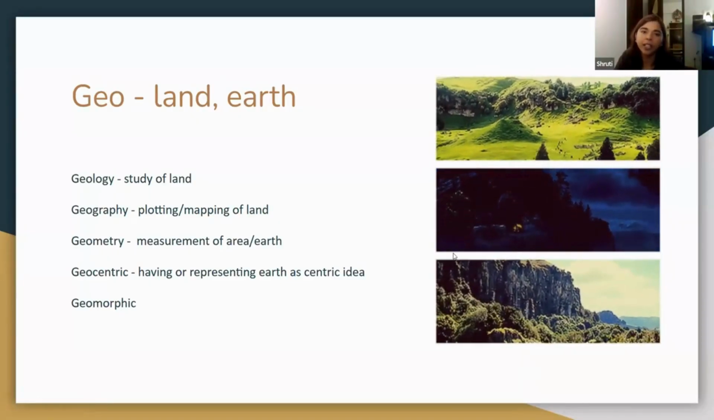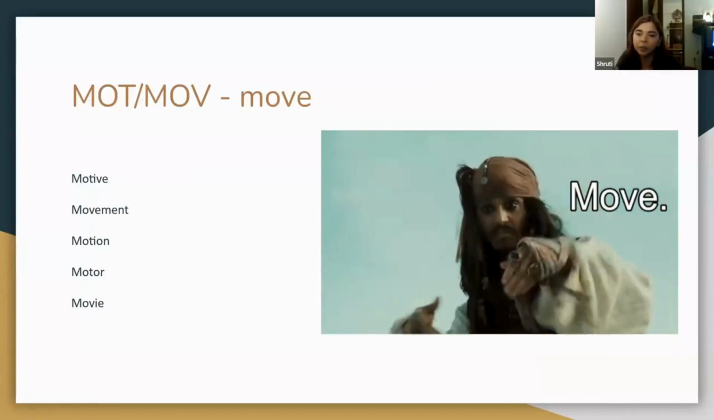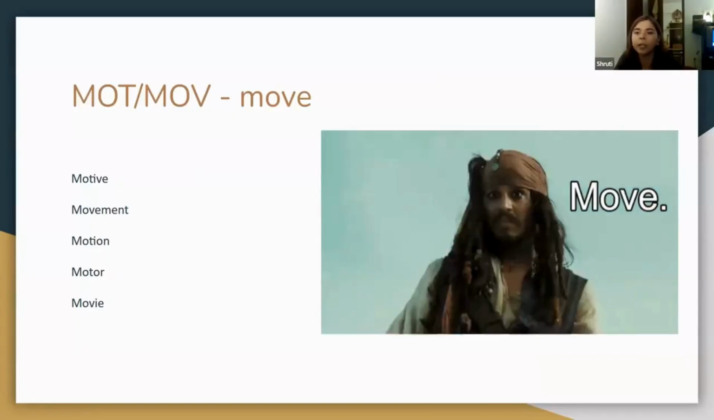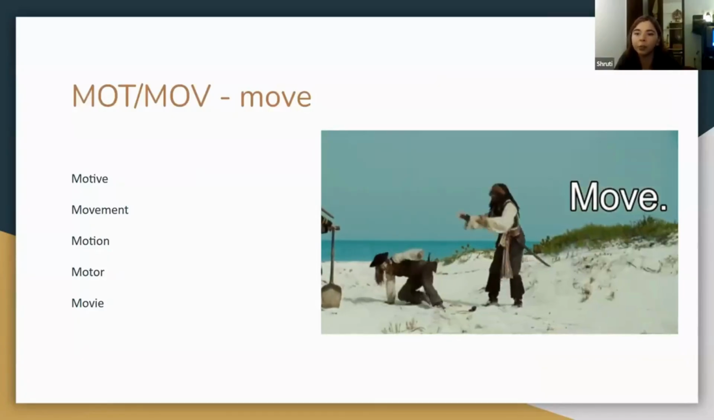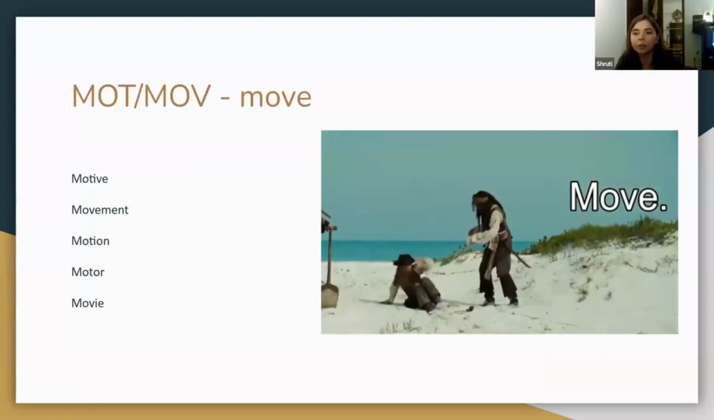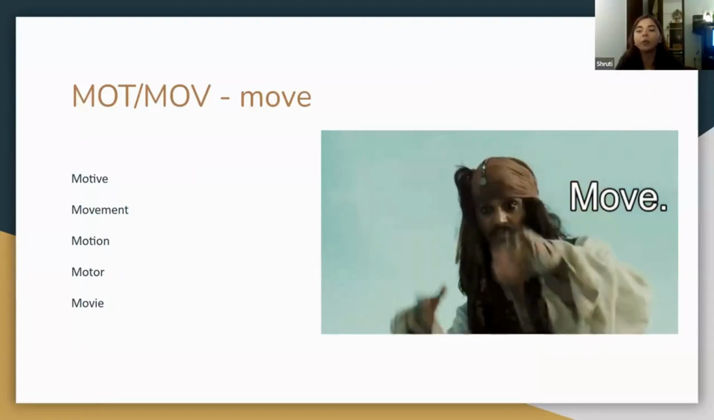Now, the next one that we are looking at is mot or mov, meaning move. Popularly, you must have seen this in movies. Two spellings you will come across, and both are used in different words. One is MOV, one is MOT. So do not be confused. The meaning remains the same. The meaning remains to move.